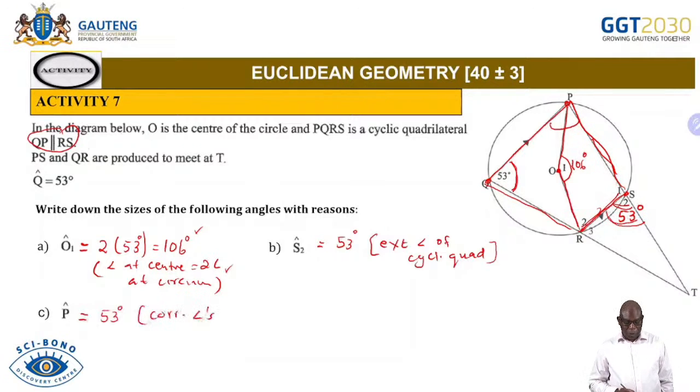Once you write corresponding angles only without parallel lines, we give you a 0 for the reason. So you must write down the parallel lines. Always. Corresponding angles, alternate angles, write down the reason and also include the parallel lines. That is very, very important, because some of you get it right, you write corresponding angles, you don't write parallel lines, and we mark it wrong.